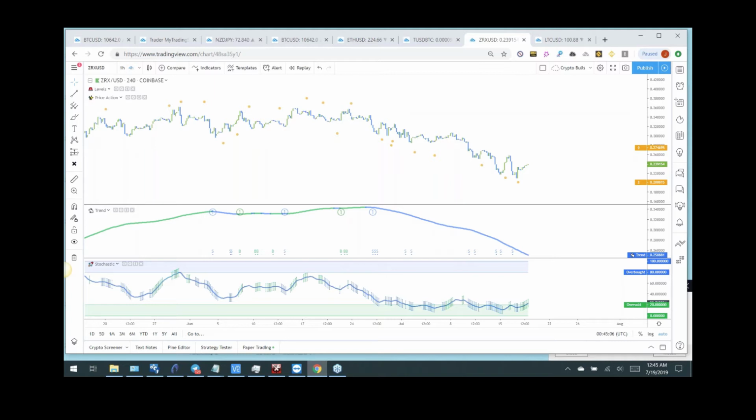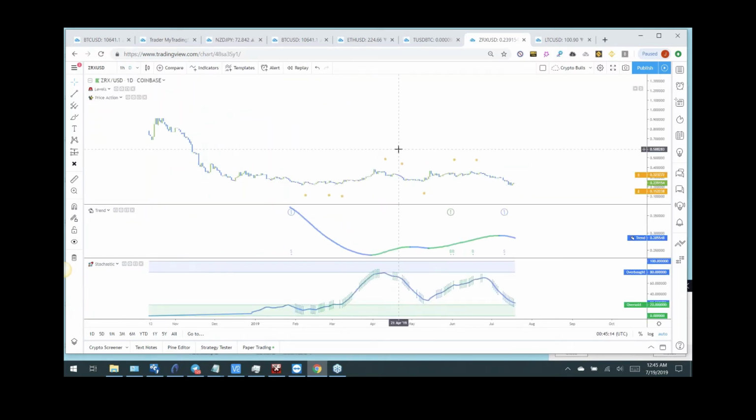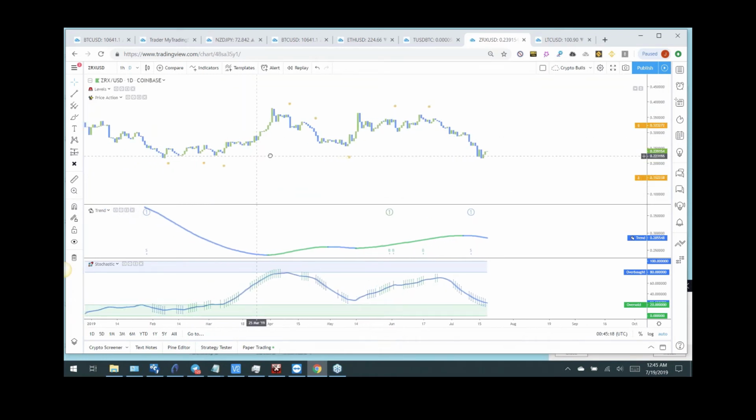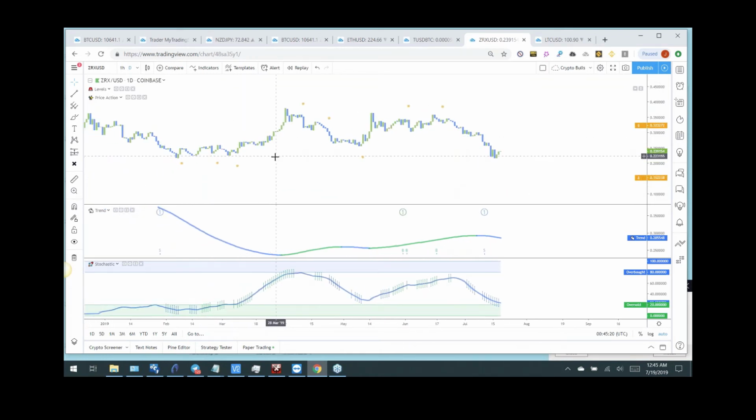Yeah, well, I mean, a lot of these markets, they're just under pressure right now. It looks like in here on this Zcash, this is the right symbol? Yeah, ZRX. Yeah.